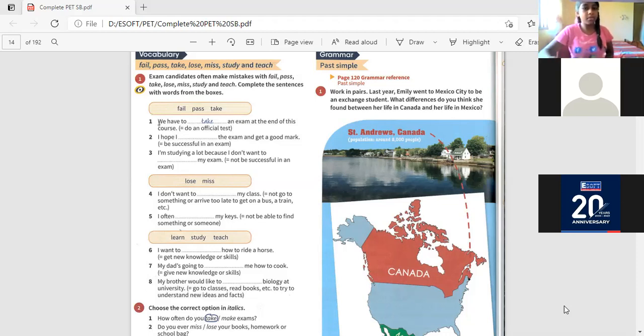Good. Rushali, tell me the sentence with teach. Rushali. Say it. Rushali? I teach my sister to write. Yes, correct. Okay, the second one, choose the correct option in italics, will be your homework.